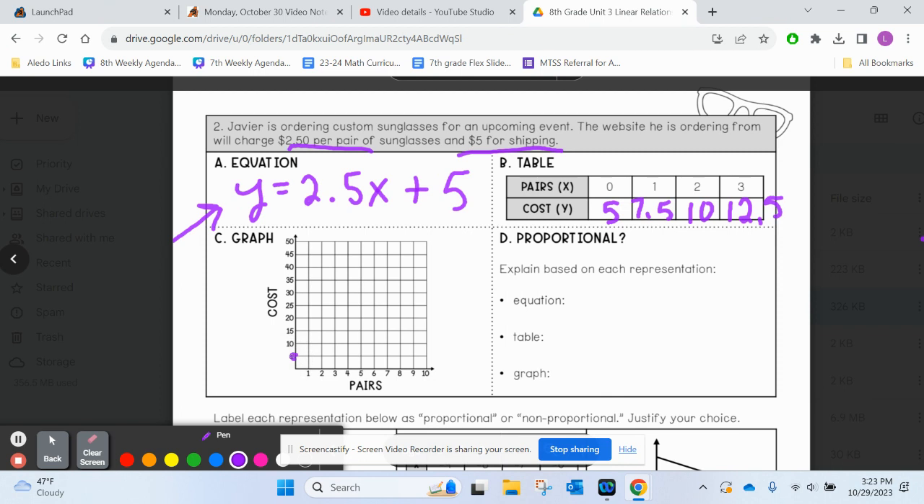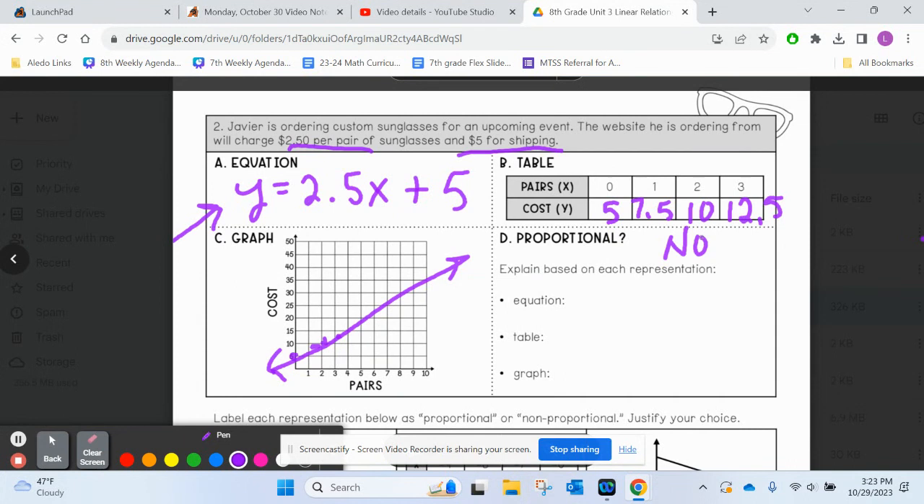0, 5. Whoops, I didn't quite graph that right. 1, 7.5, 2, 10, 3, 12.50. And so our graph looks something like that. And so what do you guys think? Is this proportional? I hope that you said no, and let's talk about why.